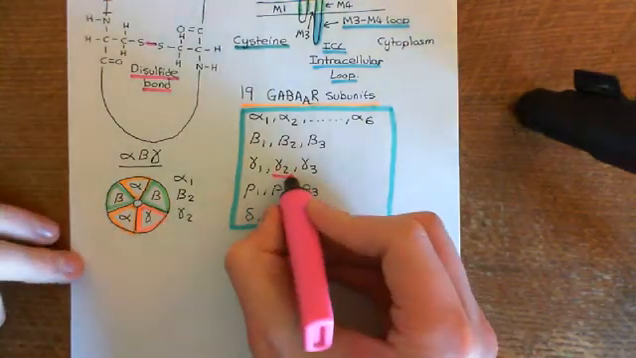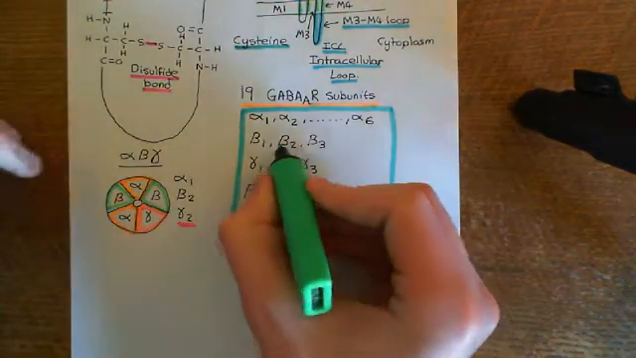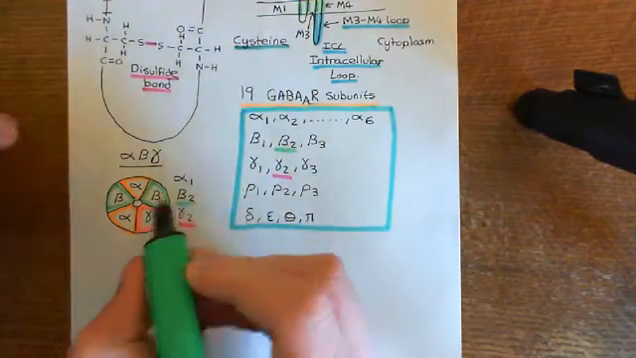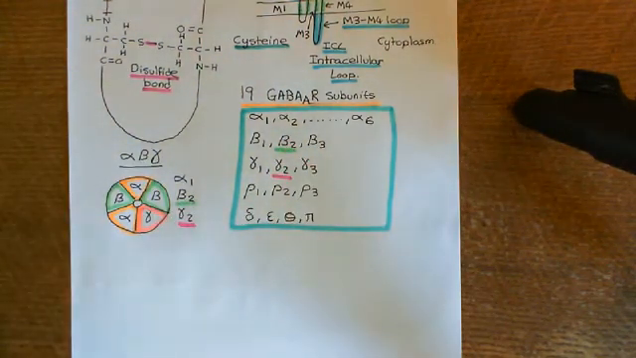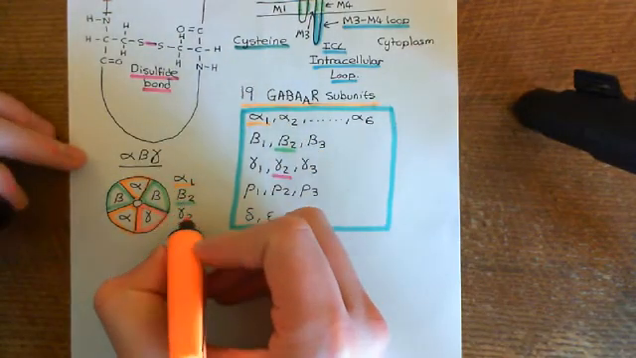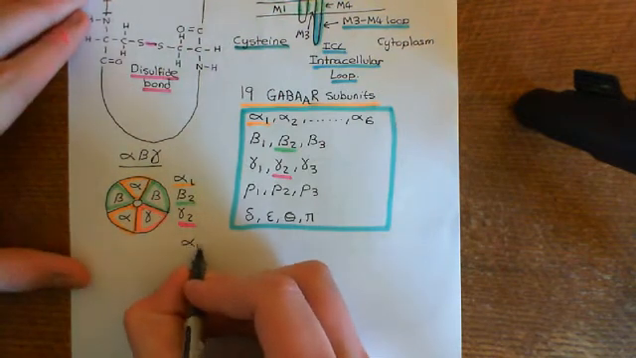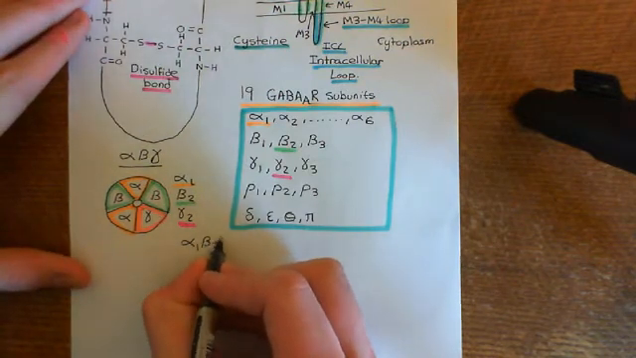Okay, so you pick this one as your gamma subunit, you pick this one as your beta subunit, and you pick this one as your alpha subunit. So the alpha 1, beta 2, gamma 2 GABA-A receptor is the main GABA-A receptor that you have within the brain.